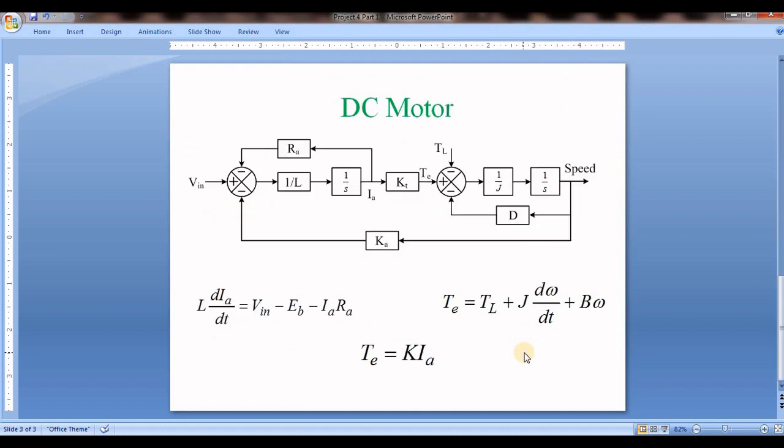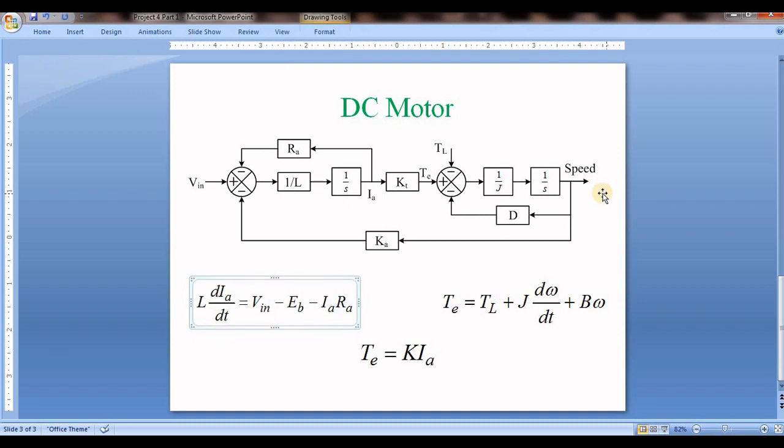See, from this equation, this is the V input minus IA RA. So this factor is IA RA. So I subtracted the IA RA drop from V input, and similarly I subtracted this EB, speed in RPS, not in RPM. Speed in RPS into K. I clearly told you that.